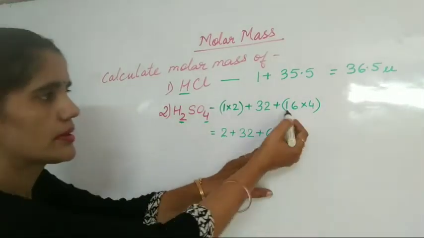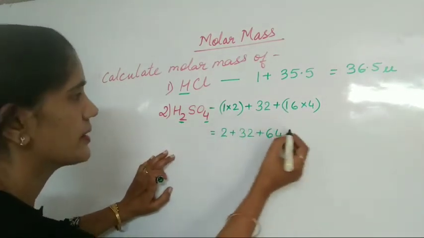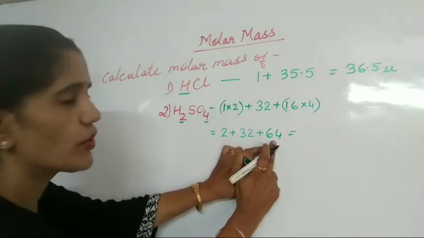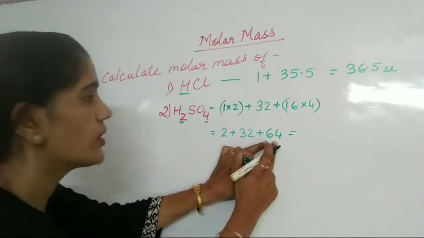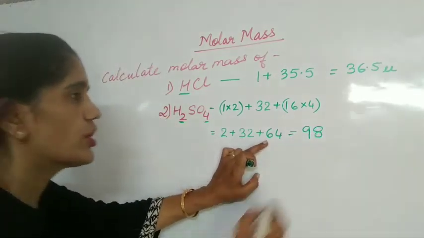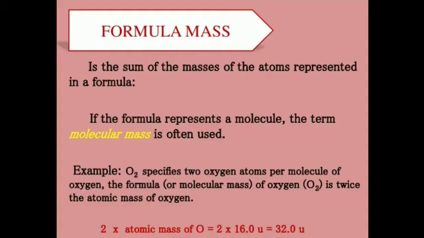Now 16 into 4, 64. Now calculate, sum up all these. What will be the total? See, 32 plus 2, 34. And 34 plus 64, it will be 98. So 98 is the molecular mass of H2SO4. Similarly, whether we are calculating molar mass or formula mass, both are the same thing. In the same way, we can calculate the formula mass also.